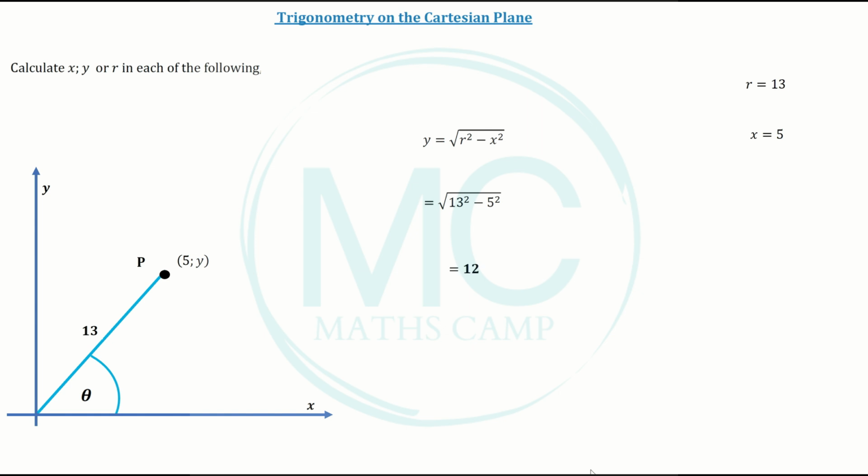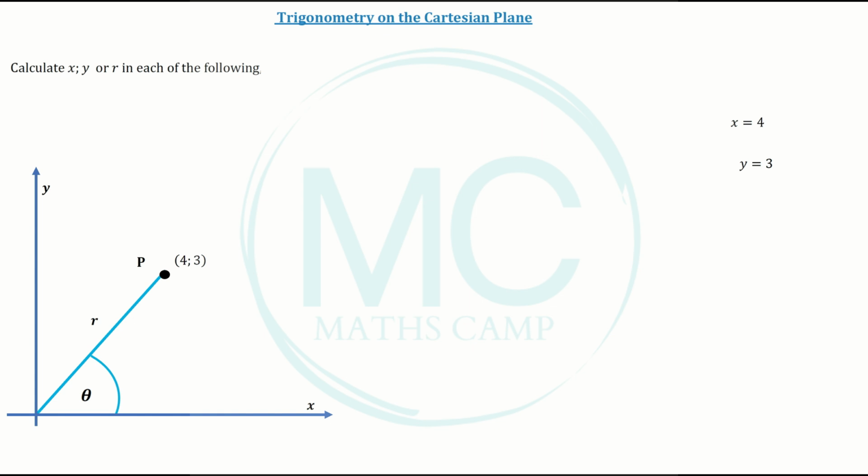Let's do another example. Again, we have an acute angle. We have point (4, 3), and we need to find the unknown value of r. Our x-coordinate is 4, so we can make a note and say x is equal to 4. Our y-coordinate is 3, so we can say y is equal to 3.